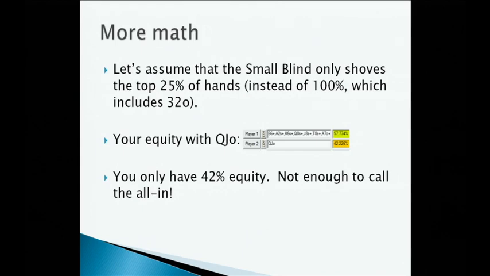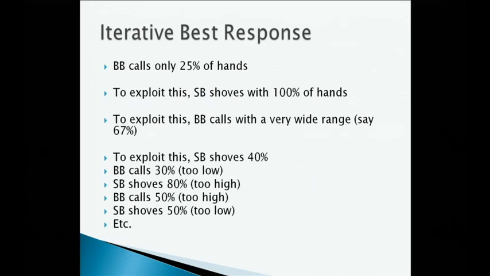So, it's possible the big blind's play is correct, but the point is someone's play isn't correct. I also wanted this example to give you another idea of what optimal Nash equilibrium play is. Let's draw a chart of what is called in game theory an iterative best response.